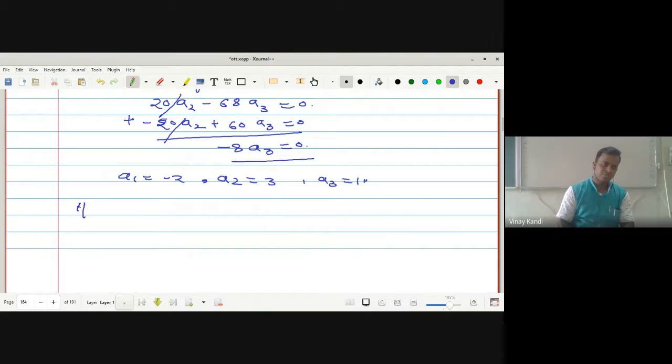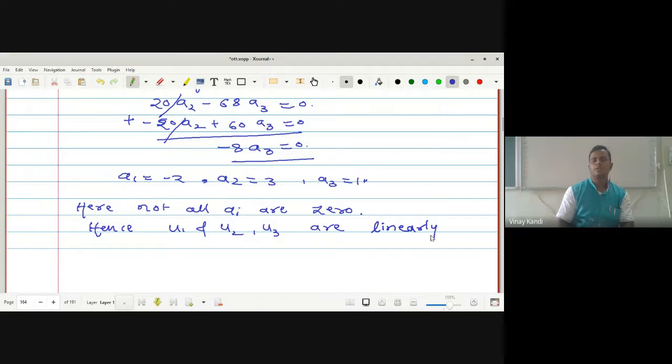So here, not all a's are 0. Okay, hence we get u1, u2, and u3 are linearly dependent. Okay, any doubt?